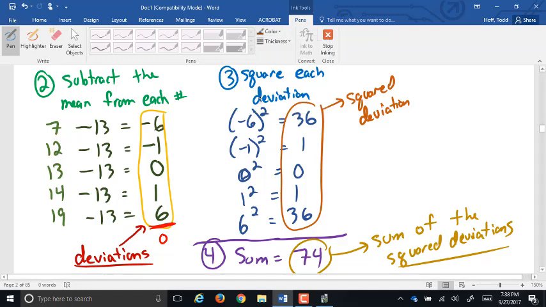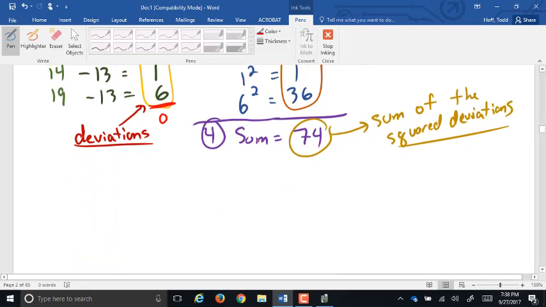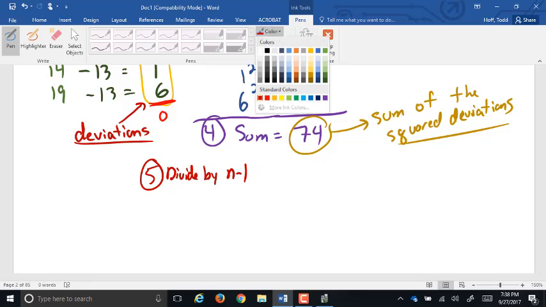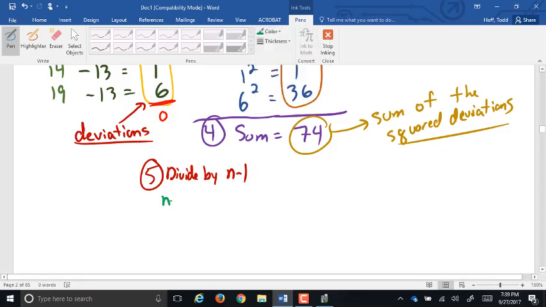Next, step 5. Step 4 was adding them up. Step 5 is to divide by n minus 1. For this data set, what does n equal? 5, because there's 5 numbers. So n minus 1 equals 4. Yep, so we're going to divide by 4.